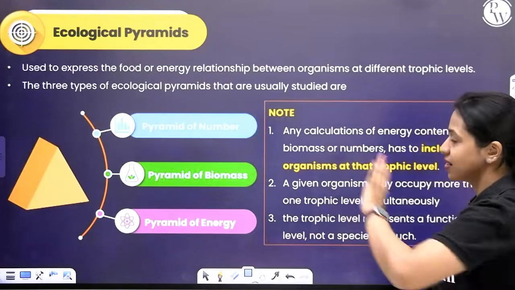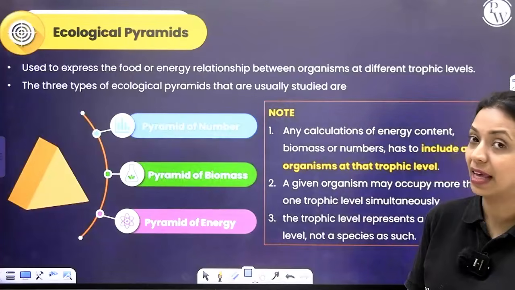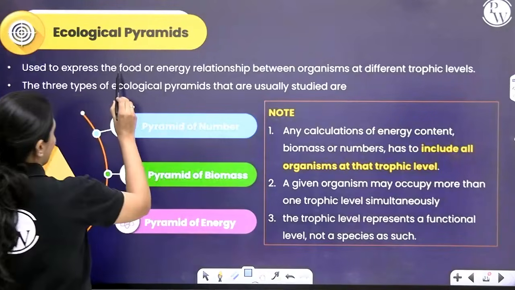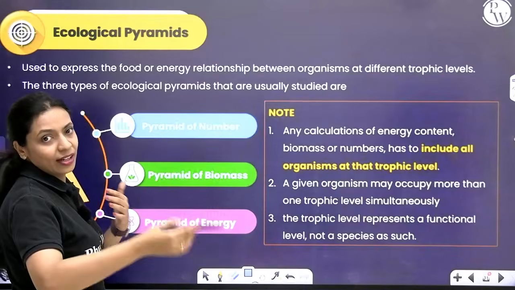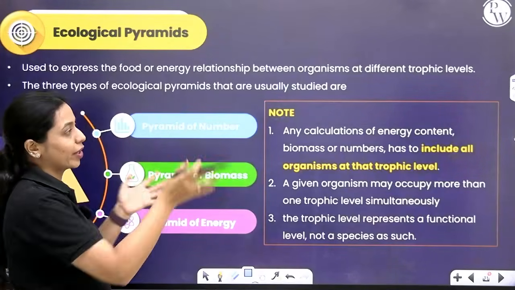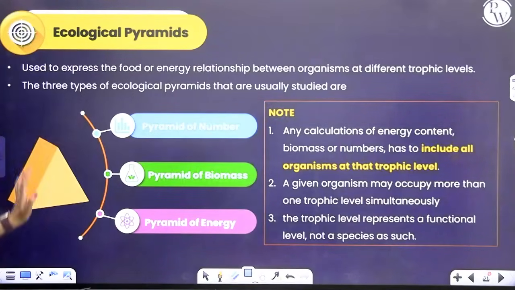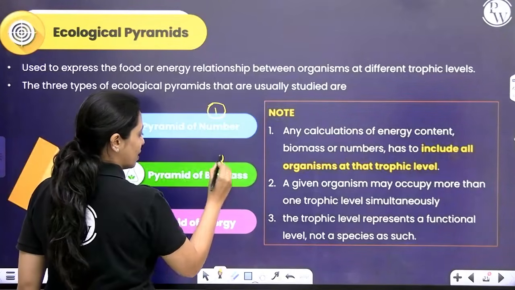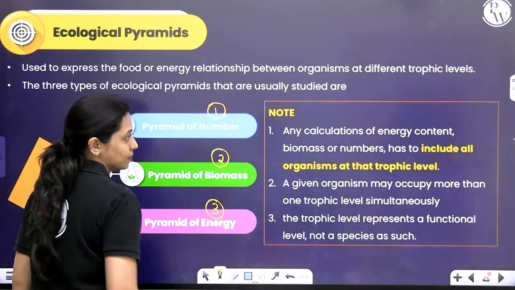Okay, so what does this do? What do ecological pyramids help us understand? They are used basically to express the food or energy relationships between organisms belonging to different trophic levels. Okay, these are the 3 types of parameters that we usually study: number, biomass, and energy.